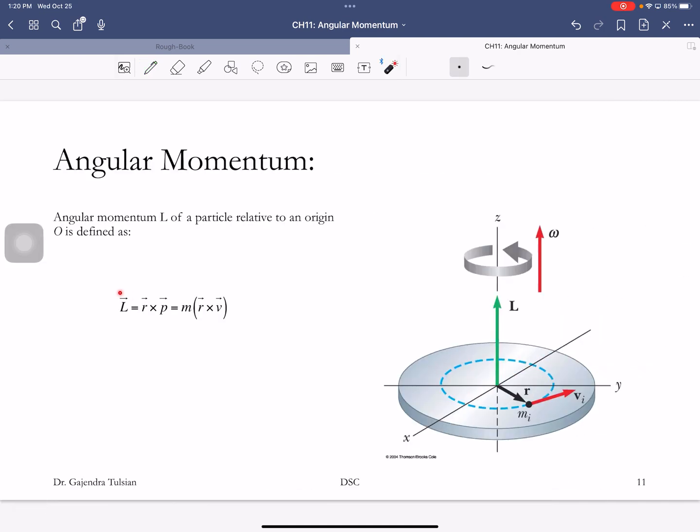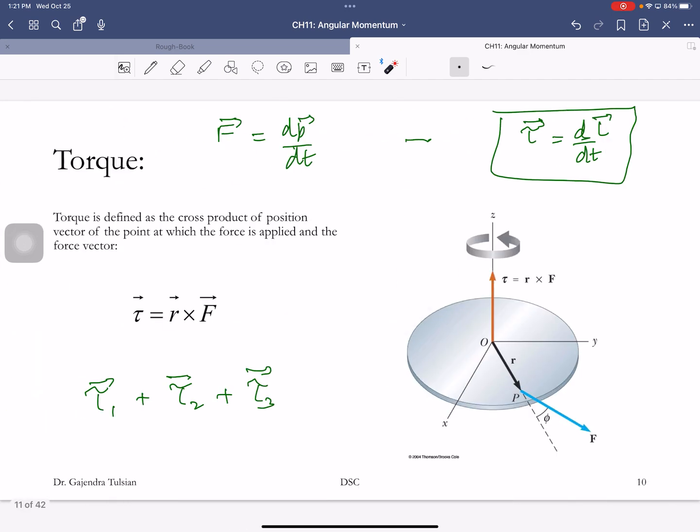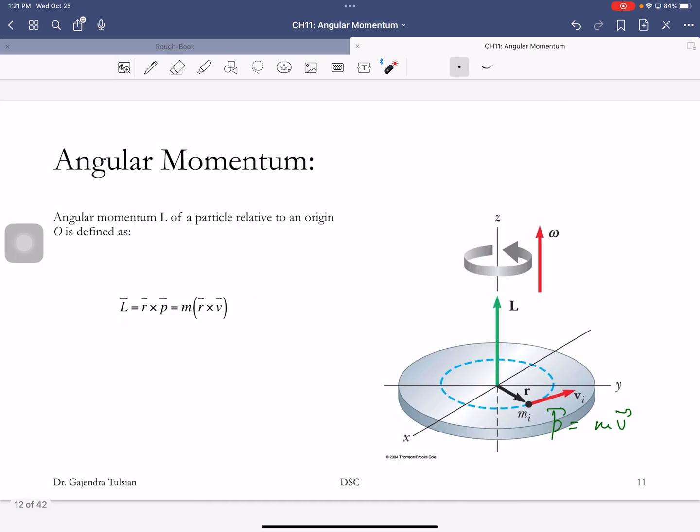All right. Angular momentum denoted by L, that's also a vector. Okay? So if this point is moving with a velocity v, its linear momentum is mv. And the angular momentum of that point about that axis of rotation is r cross p. It's just defined just like the torque. Torque is r cross F, and angular momentum is r cross p.